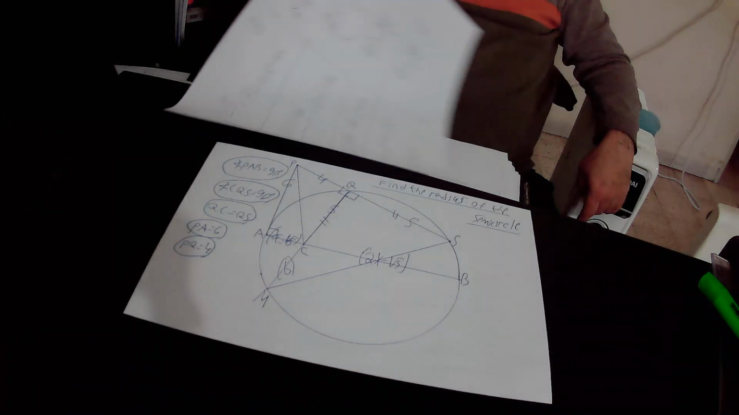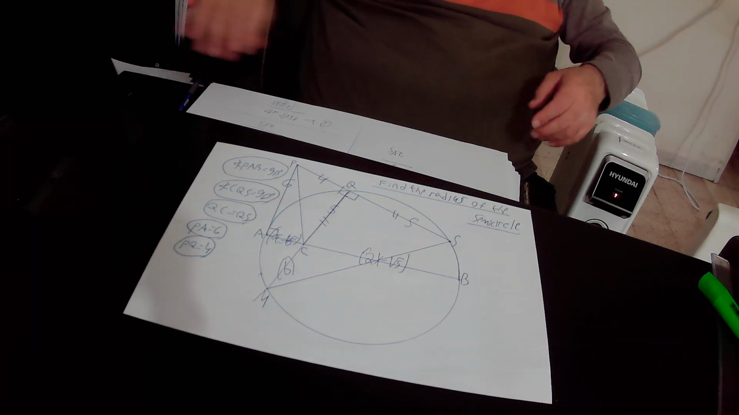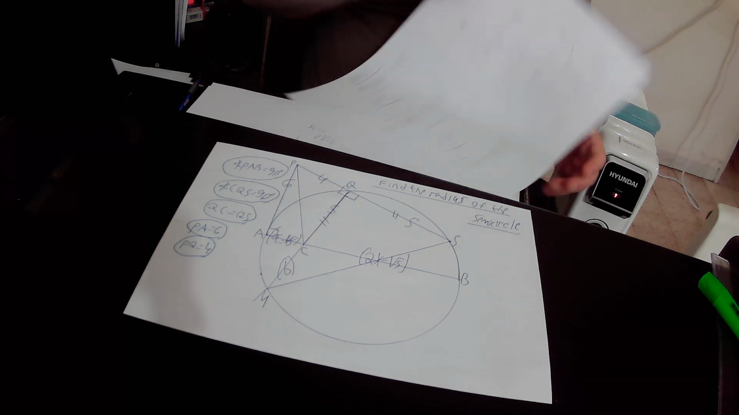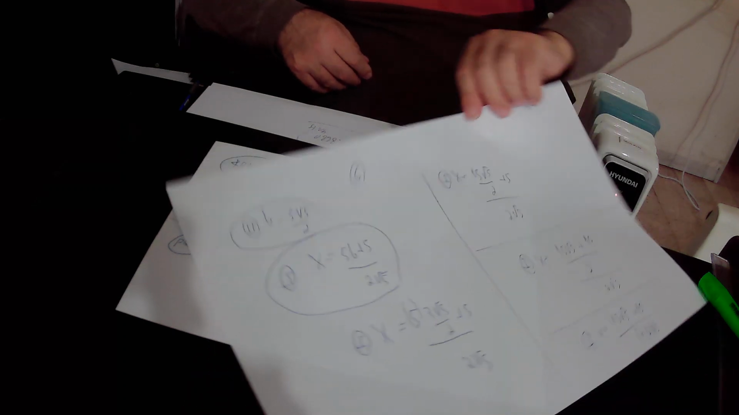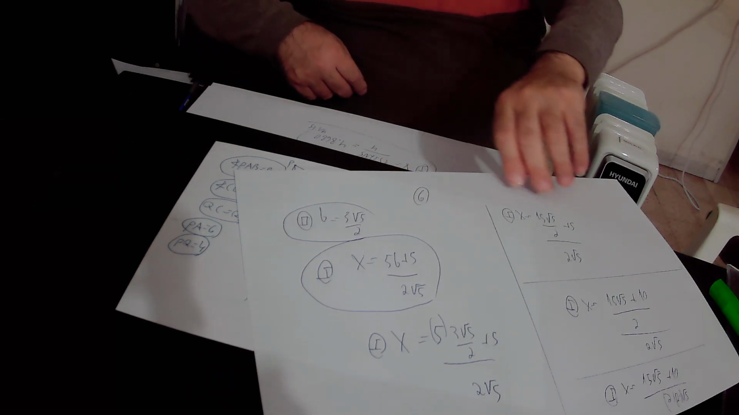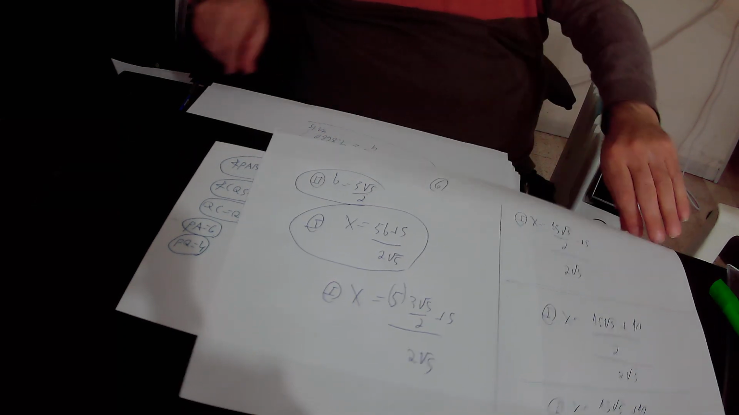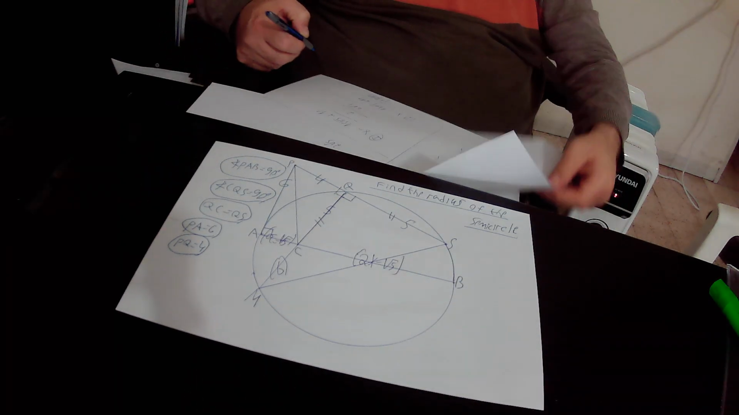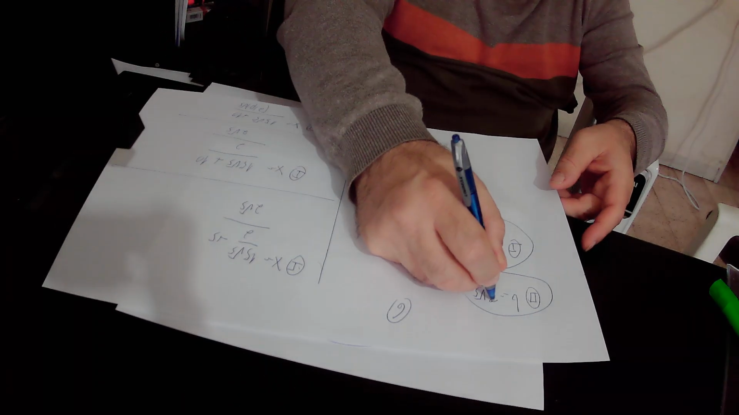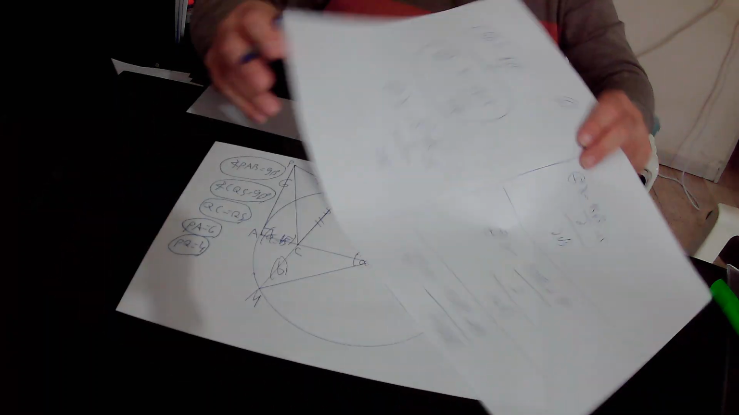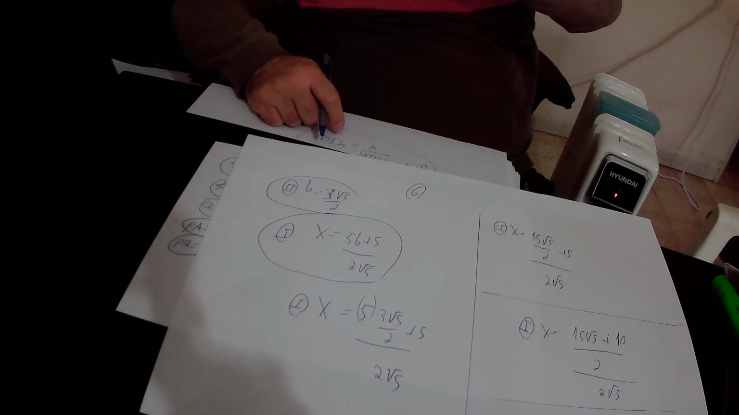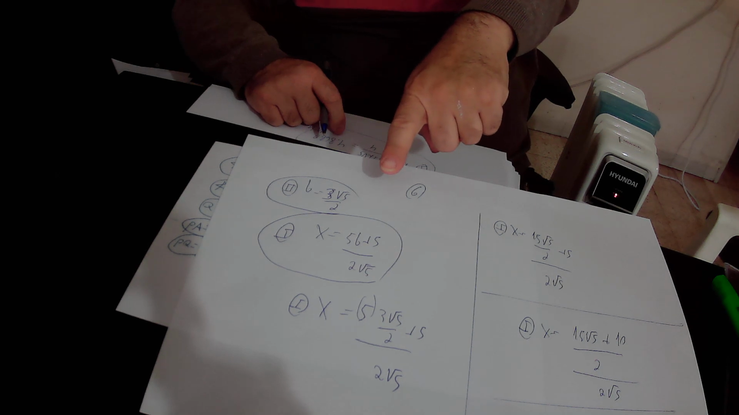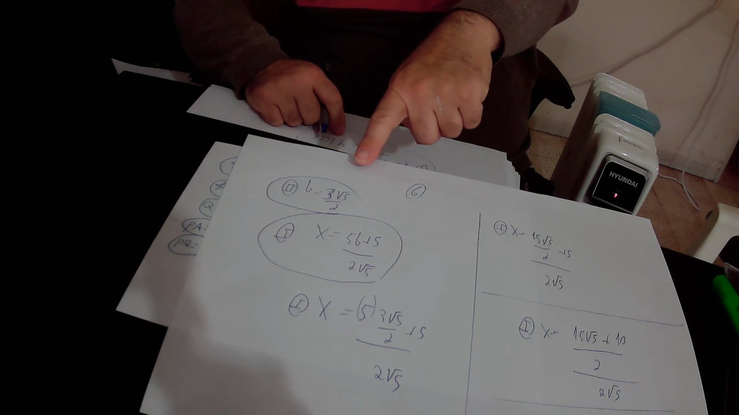Repeat again. We found out that b, according to equation number 2, equals 3 times square root of 5 over 2. While according to equation number 1, we have already found out that x equals (5b plus 5) over 2 times square root of 5. So we can substitute b in equation number 1 by 3 times square root of 5 over 2.